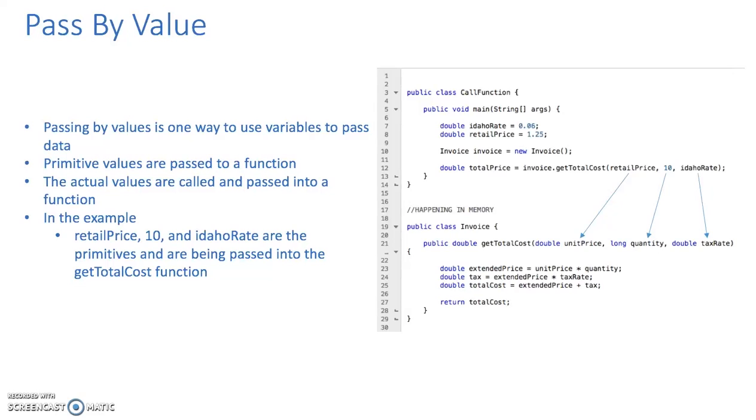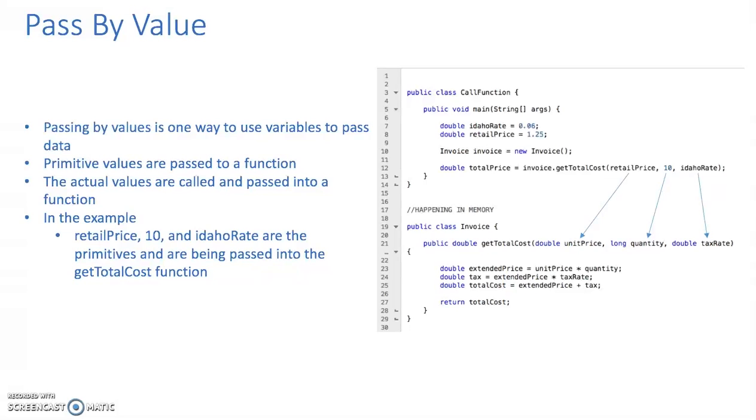Hi, we're going to talk about pass by value in this slide. The other way to pass information is by reference, and that is covered in another section. This section is about passing by value. You can see in this example here we have a function where we set some variables. We have an Idaho rate of 0.06, we have a retail price of 1.25, and then we call a function getTotalCost where we insert retail price, the number 10, that is our quantity, and then the Idaho rate.